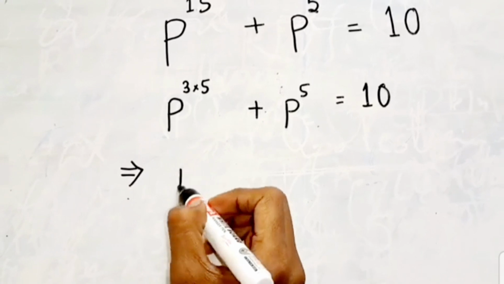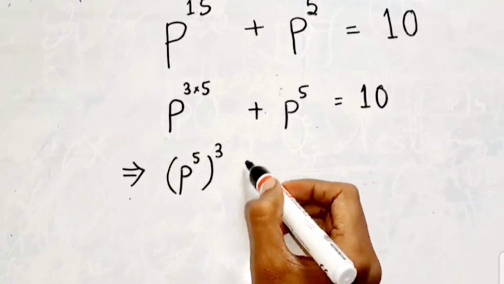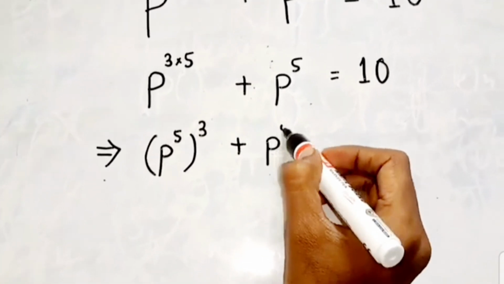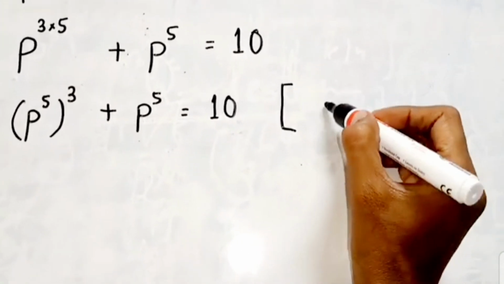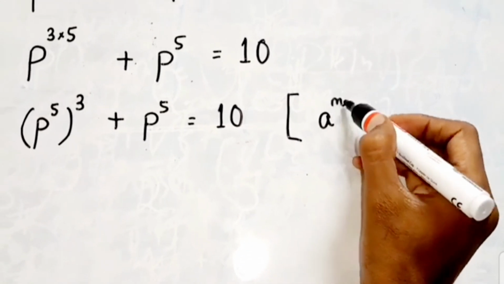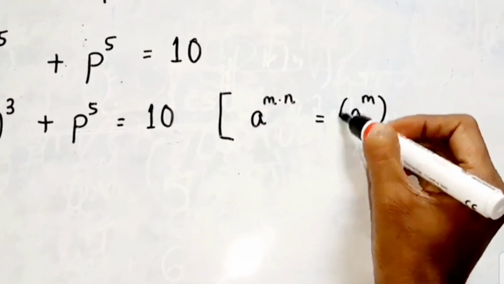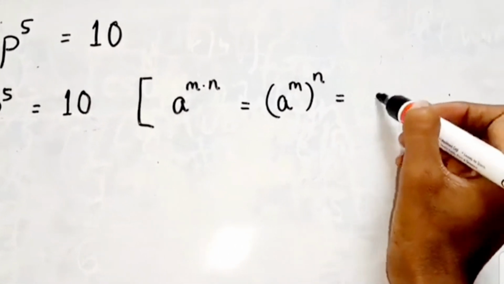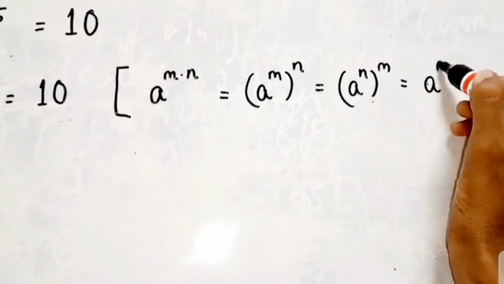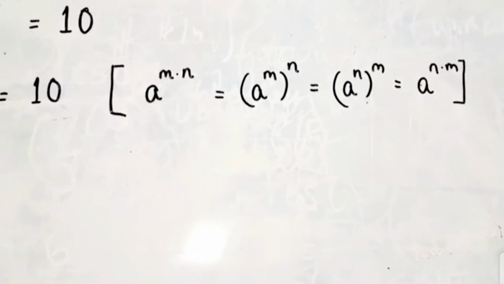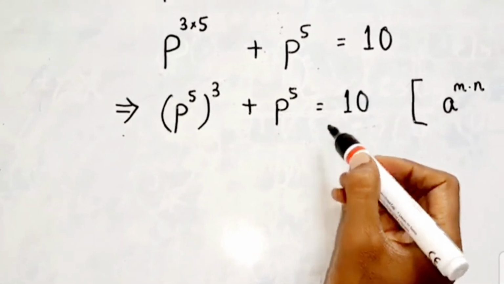This implies p raised to power 5 whole to the power 3 plus p raised to 5 as it is equals 10. Here the properties of indices have been used, that is a to the power m multiplied by n can be written as a to the power m whole to the power n, which is also written as a to the power n whole to the power m, and which is a to the power n multiplied by m. So this property is used here. p to the power 5 whole to the power 3 plus p to the power 5 equals 10.